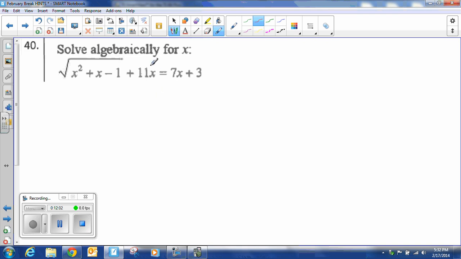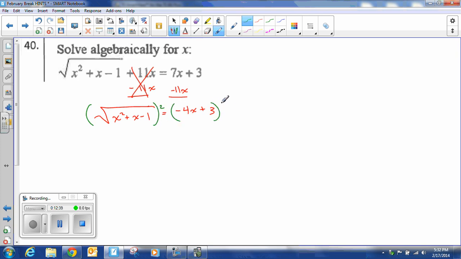Number 40, again, you're going to need to isolate the radical, subtract 11x from both sides. The minus 11x will go under the 7x because these are like terms. Those cancel out. 7x minus 11x is -4x. And now we have the radical isolated. Now, just because there's a trinomial under the radical doesn't make this more difficult. You're still squaring both sides. Okay, we'll square the left side and square the right side. And make sure you FOIL this binomial.